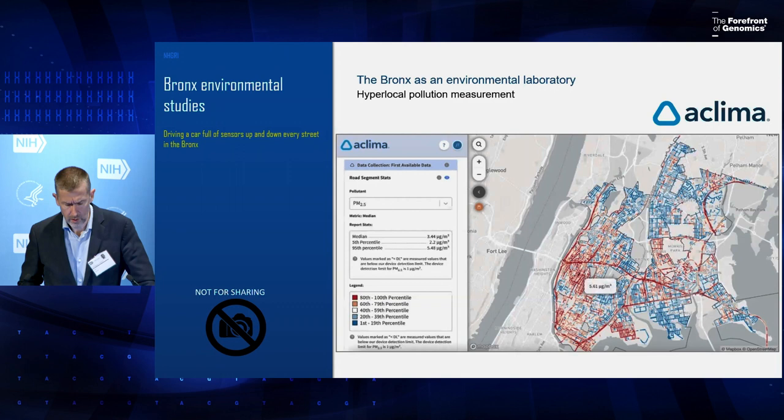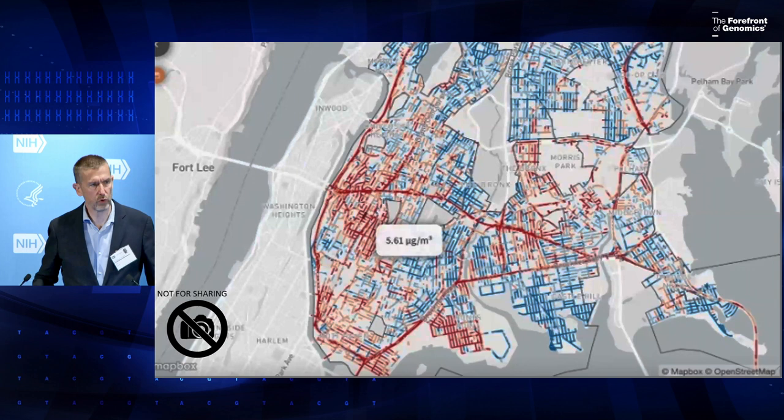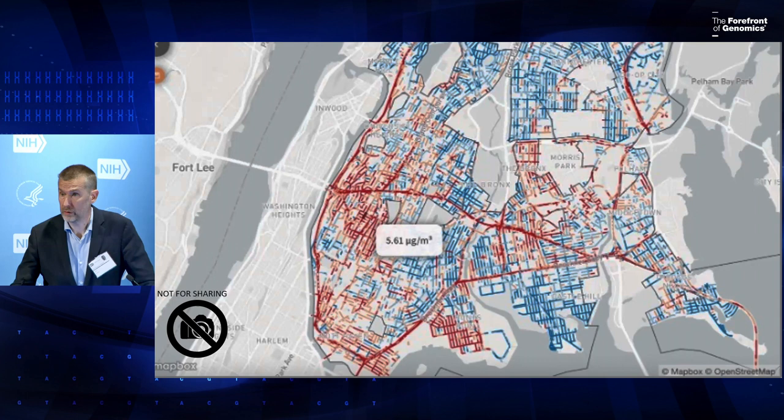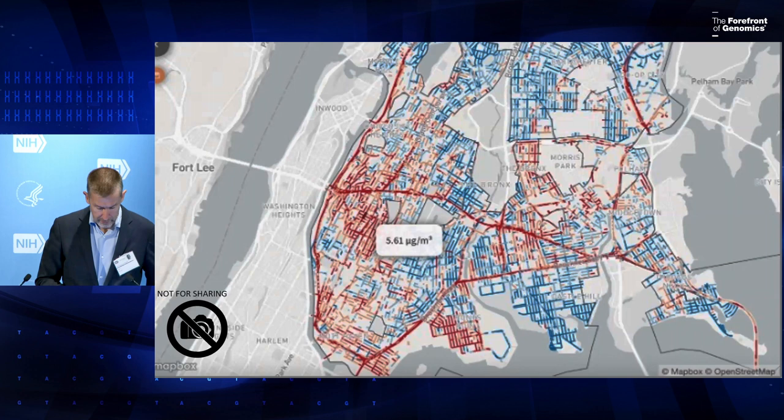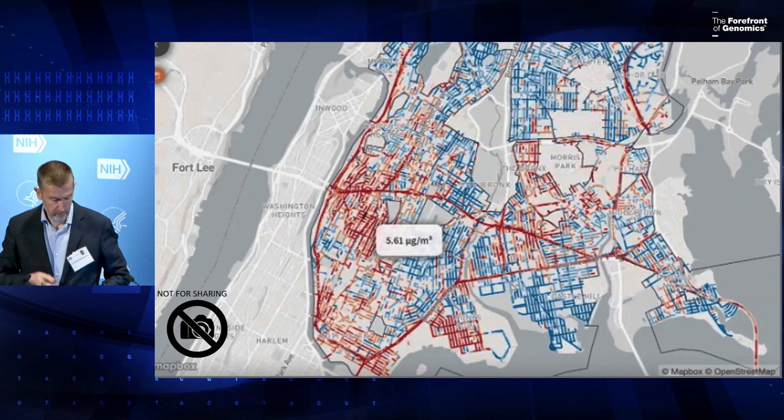But what you can see running west to east, like a gash through the Bronx, is Robert Moses' Cross Bronx Expressway. And those big red lines are the big highways that run through the Bronx. But even in the back streets, you can see that there are a large number of communities where there's a huge amount of this PM2.5 pollution. And in fact, if you look down here, this is the food distribution area for the entire New York City, the Hunts Point area, where the big trucks go to deliver and pick up food. And the pollution down there is dreadful.